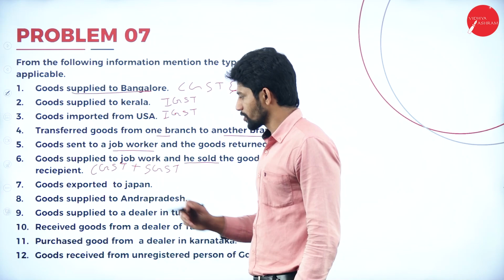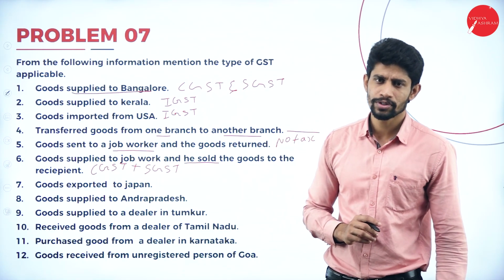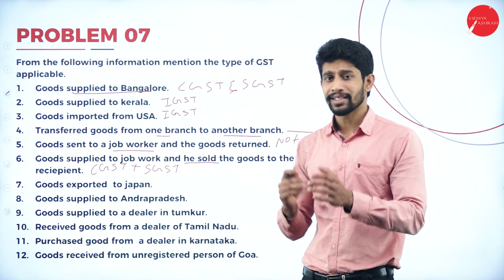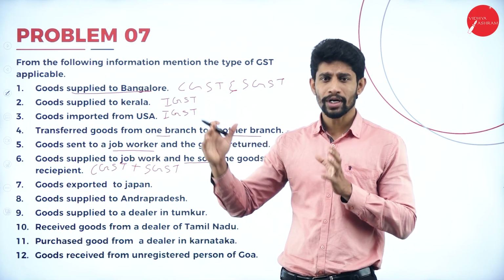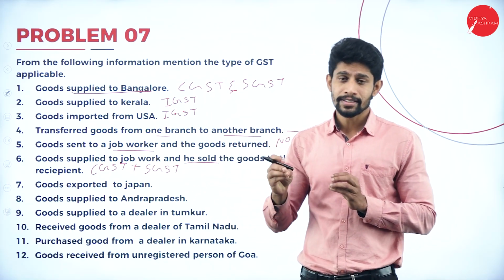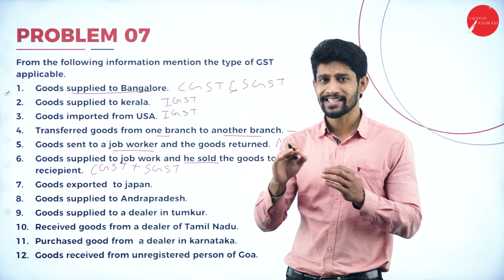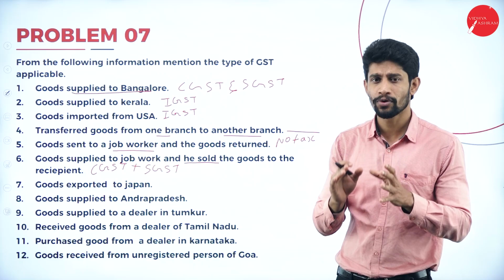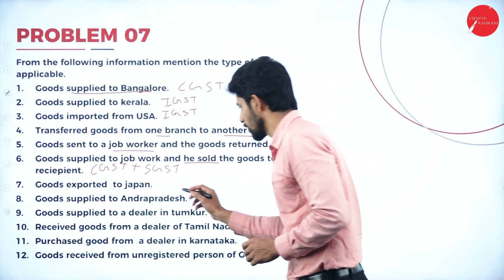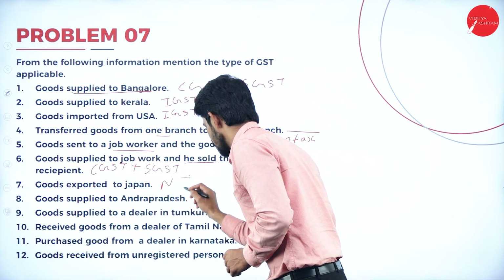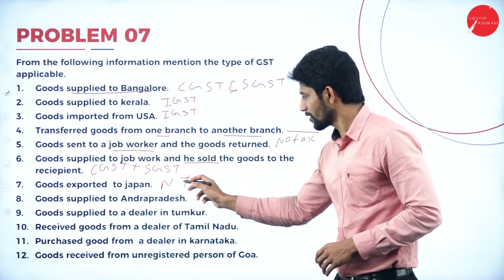Next one, goods exported to Japan. So here the transaction is happening between two countries. Obviously, IGST was supposed to be applicable, but any exports is exempted from tax. Right? Exports are exempted from tax. So here also no tax. NT. That means no tax.